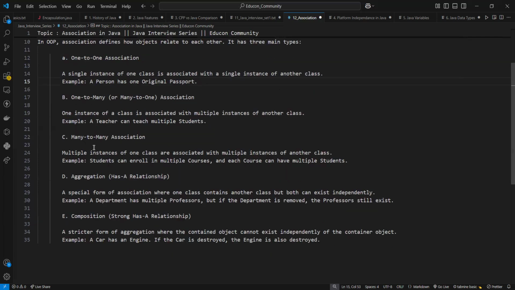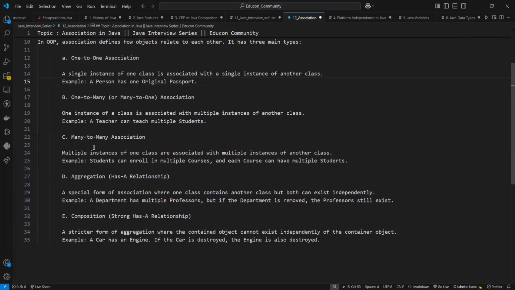Then many to many association, where multiple instances of one class are associated with multiple instances of another class. Students can enroll in multiple courses, students can give multiple exams, and each course can have multiple students, like that. This is basically many to many.